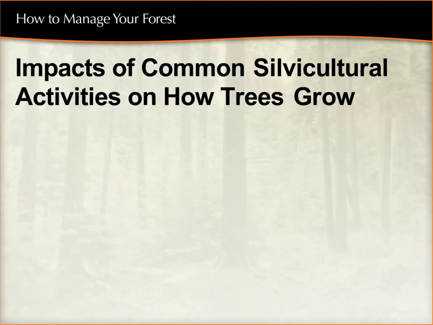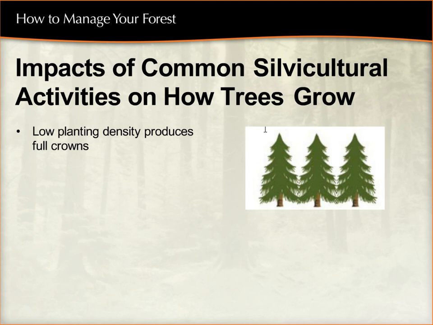What does all this mean for you as a forest manager? When you plant a new forest on a wide spacing, the low density produces full crowns. The full crowns produce a lot of food and the trees grow fast. But the stems will have a high degree of taper, and the large limbs will result in large knots. Also, the trees will have a higher proportion of the weaker early wood.